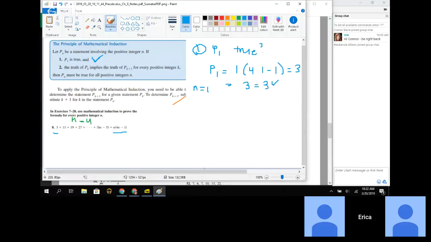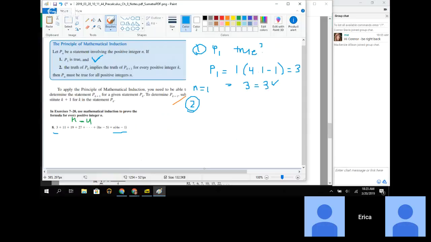The second thing is that P sub k implies the truth of P sub k plus 1 for every possible integer, then P sub n must be true. This is where it gets a little bit more complicated. I'm going to try to explain this the best that I can. So this is step 2.